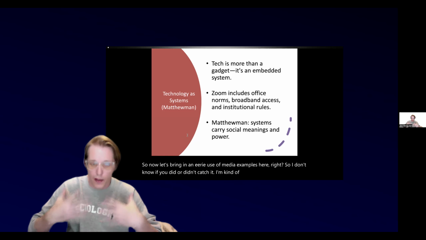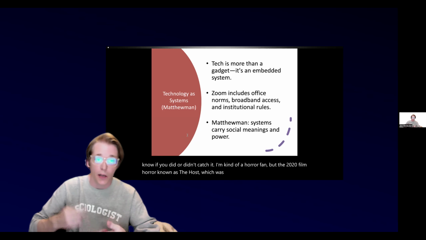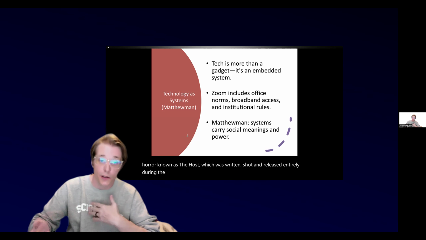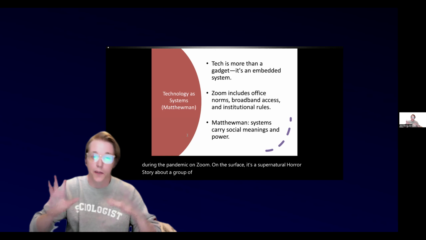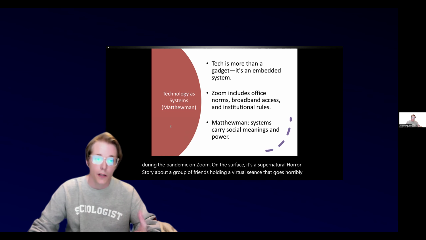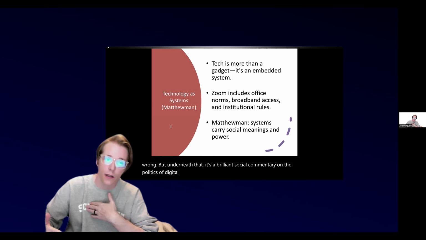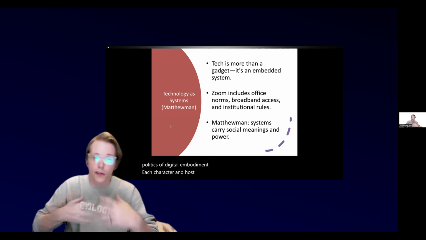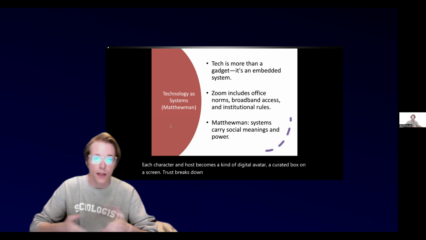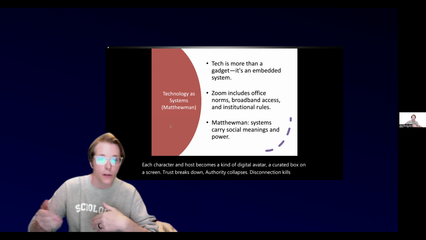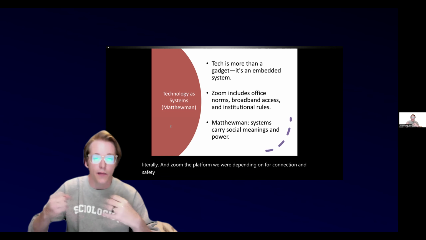I'm kind of a horror fan, but the 2020 horror film The Host was written, shot, and released entirely during the pandemic on Zoom. On the surface, it's a supernatural horror story about a group of friends holding a virtual seance that goes horribly wrong. But underneath that, it's a brilliant social commentary on the politics of digital embodiment. Each character and host becomes a kind of digital avatar, a curated box on a screen. Trust breaks down, authority collapses, disconnection kills, literally. And Zoom, the platform we were depending on for connection and safety, became the setting of danger and death.